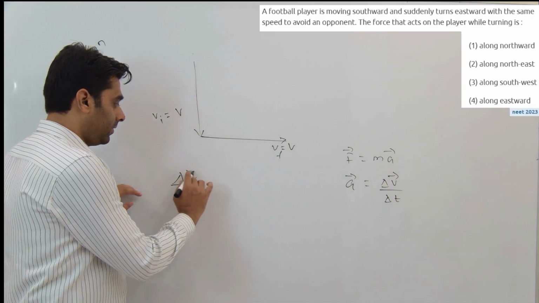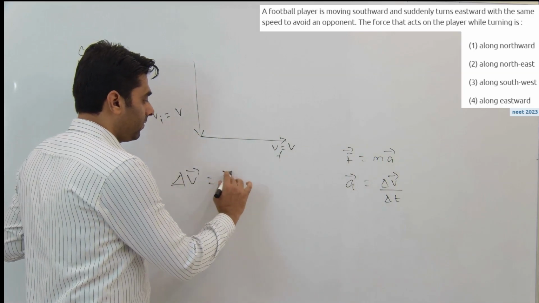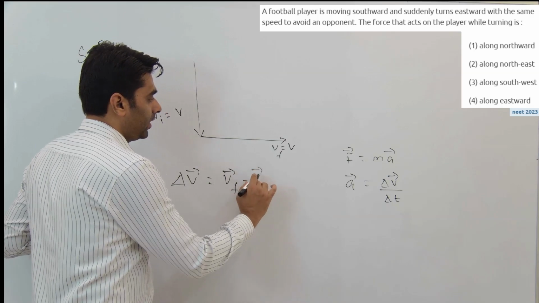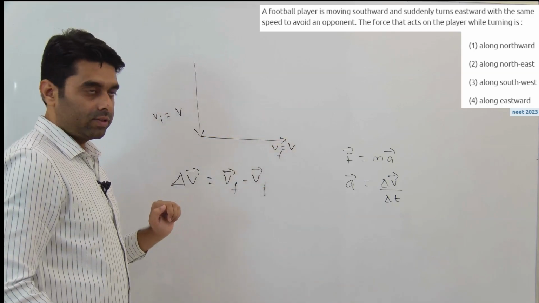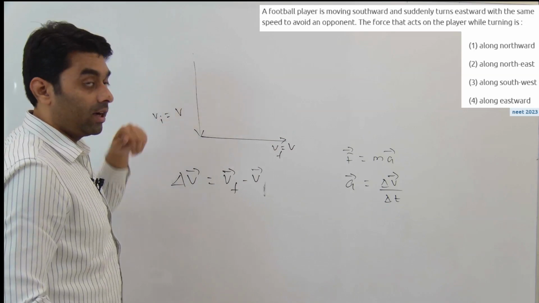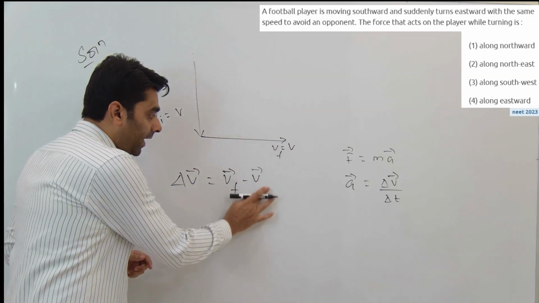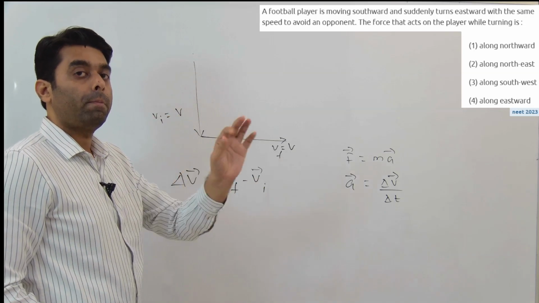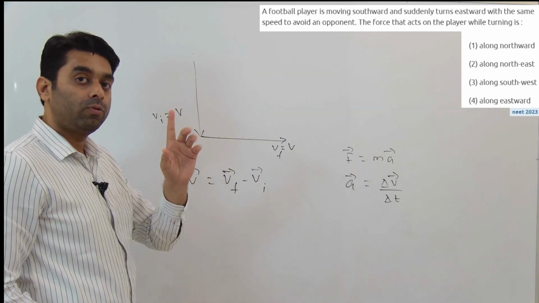What is delta V? Delta V is V final minus V initial. This is our V final towards eastward. This is our V initial downward. V final minus V initial. So we have to find out the direction of this. We will use the parallelogram law of vector addition to find out the direction.